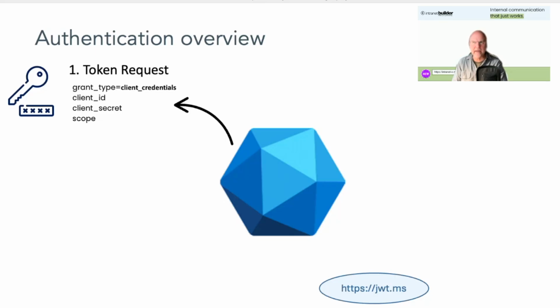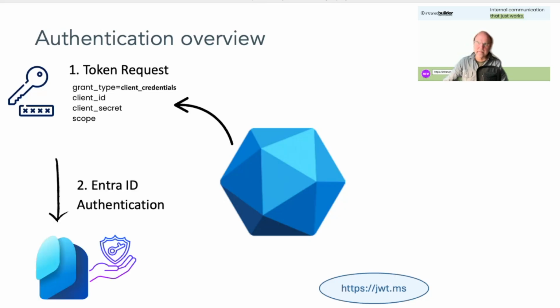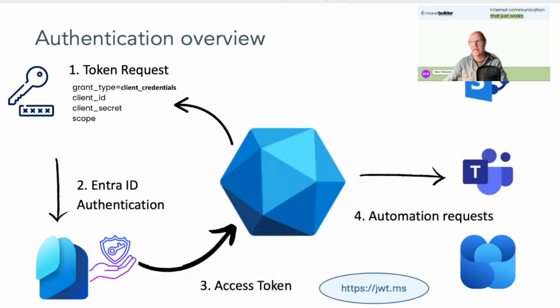We have to hand over client ID, client secret, and scope. We will see it in Entra ID again in the next step. And then I can authenticate against Entra ID. I get that access token I can use. And with the permissions of the access token, I can do all automation things like creating Teams, updating Teams, creating SharePoint, creating Viva Engage, and anything else which Graph makes possible. So that's what is going on.